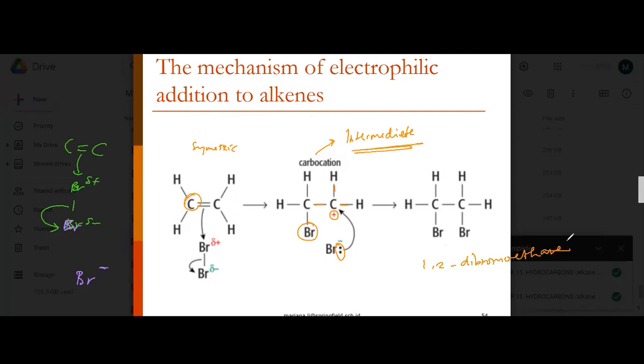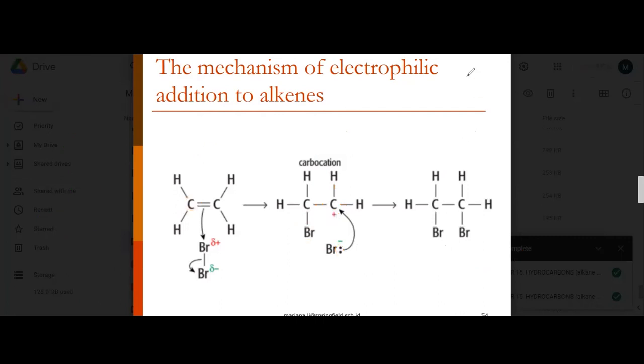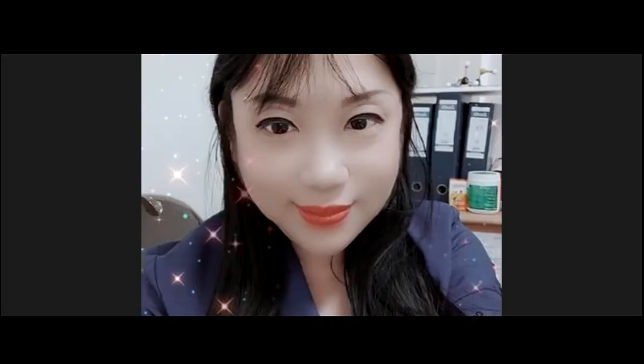Okay, is it difficult or is it simple? Some students find this very difficult. So everyone, now let's try to make the electrophilic addition mechanism, using this whiteboard. Electrophilic addition.